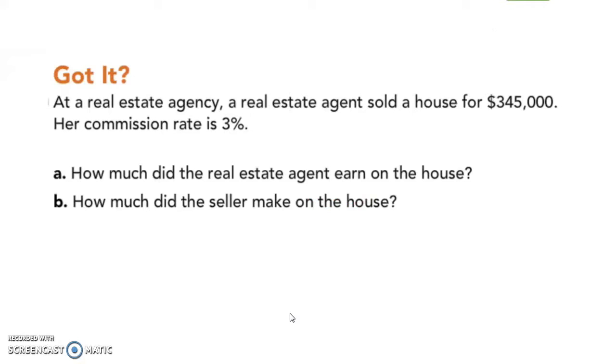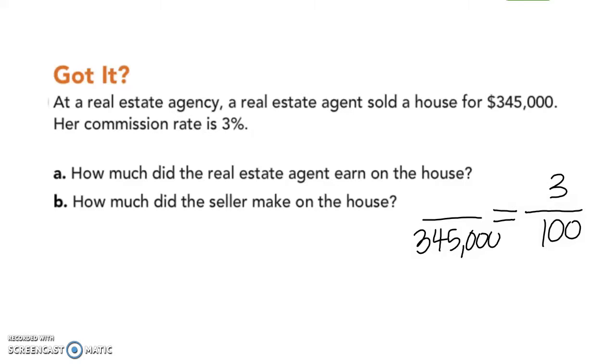Here we have a house that costs $145,000 and the commission rate is 3%. So again, using the percent proportion, I'm going to put the percent over 100, 3% commission, and then the price of that house is $345,000. That is the whole. And so n on the part is going to be the amount of the commission. So I cross multiply: 100n equals, let's do 345,000 times 3 in the calculator.